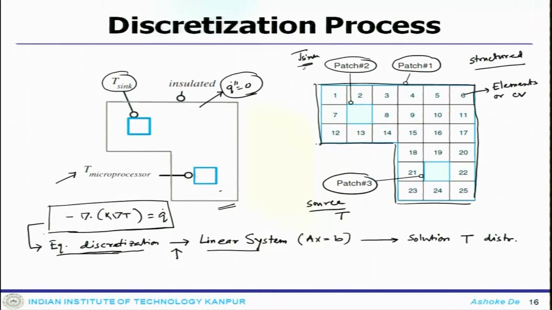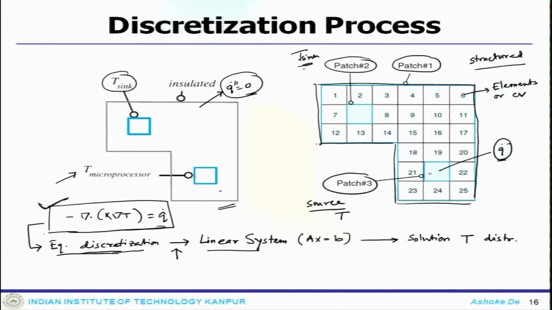One other possibility is that since patch 3 is the microprocessor, it is the heat source, and it could give us heat generation also. Instead of temperature, the source term could be the heat generation in this patch. So, either thing is possible, but essentially that is why the whole system of equations that we are solving here is the steady state heat conduction equation with the heat source.